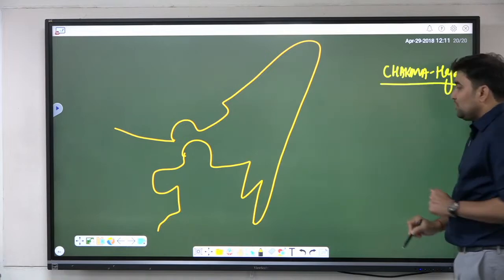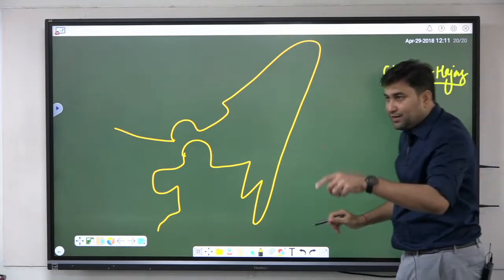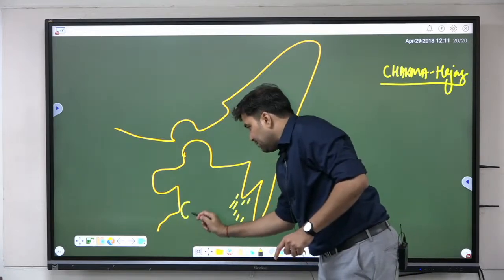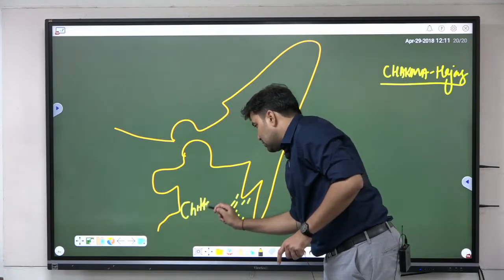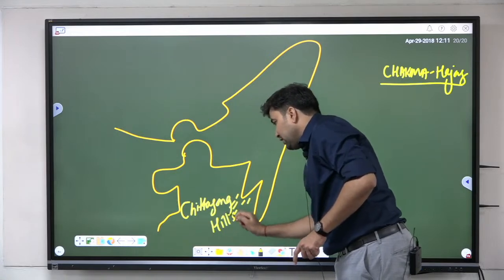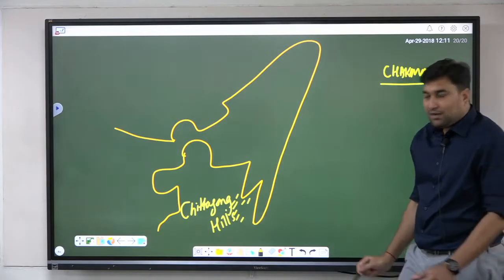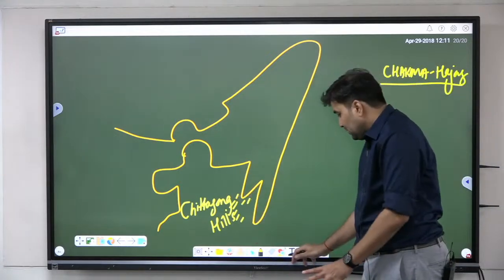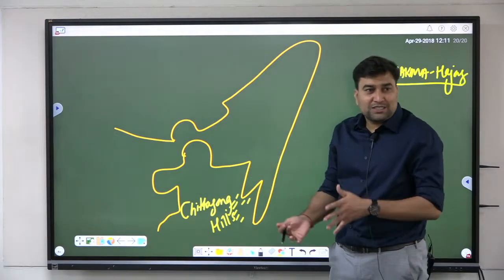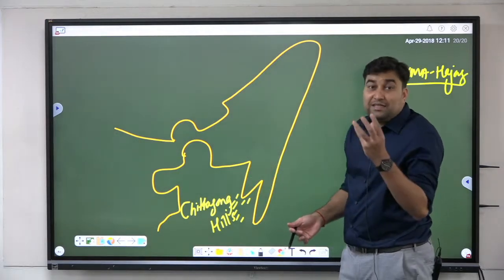So Chakma Hajong refugees were basically the residents of this area. What is this area? This is the area in Bangladesh called Chittagong Hills. They were the residents of Chittagong Hills in Bangladesh. But Bangladesh, post-independence, constructed multiple projects, and one of the projects was a dam project.